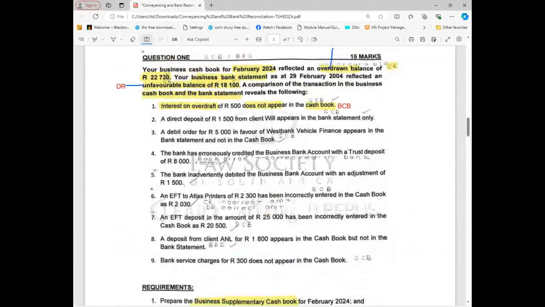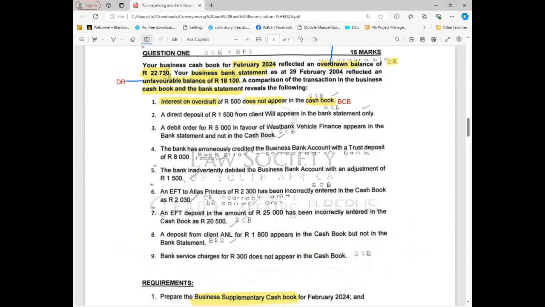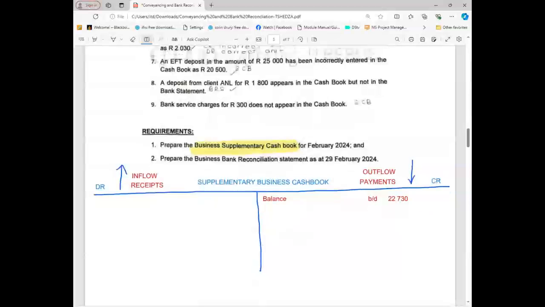But this is the interest. Do you think this is a favorable thing or unfavorable thing to the business? It's favorable? Interest on overdraft. No, it's interest for the bank, not us. So it's not favorable. So meaning we will put it under which side? On the credit side, it's outflow, money going out.